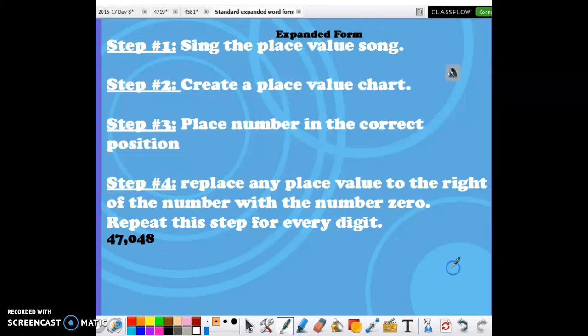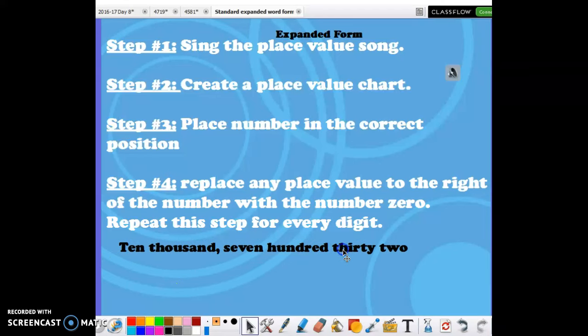Just like the previous addition, we may not have a standard form number to expand it. We may be given a written word version and have to create an expanded form version. You can still use these same exact steps. Let me show you how.